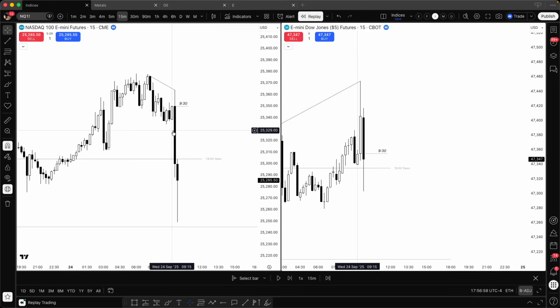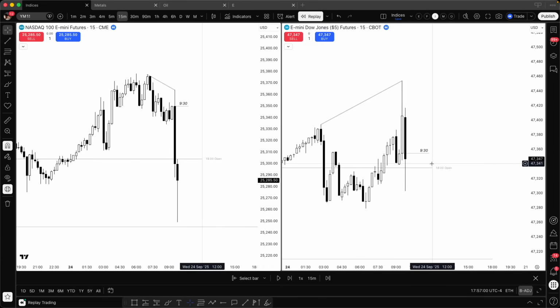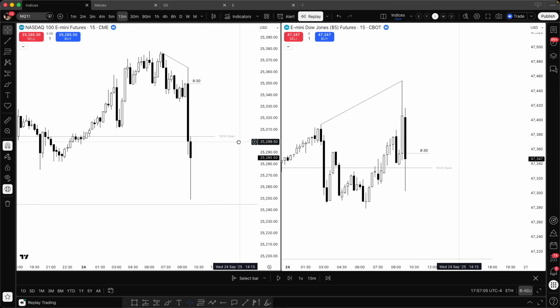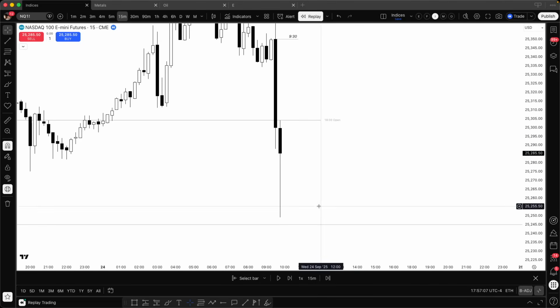So what do we get here? 9:30. Right now the NQ is dropping. What am I looking for? I'm looking for NQ to sweep some form of high while YM doesn't. Now pay attention to this. The small details that matter, right?